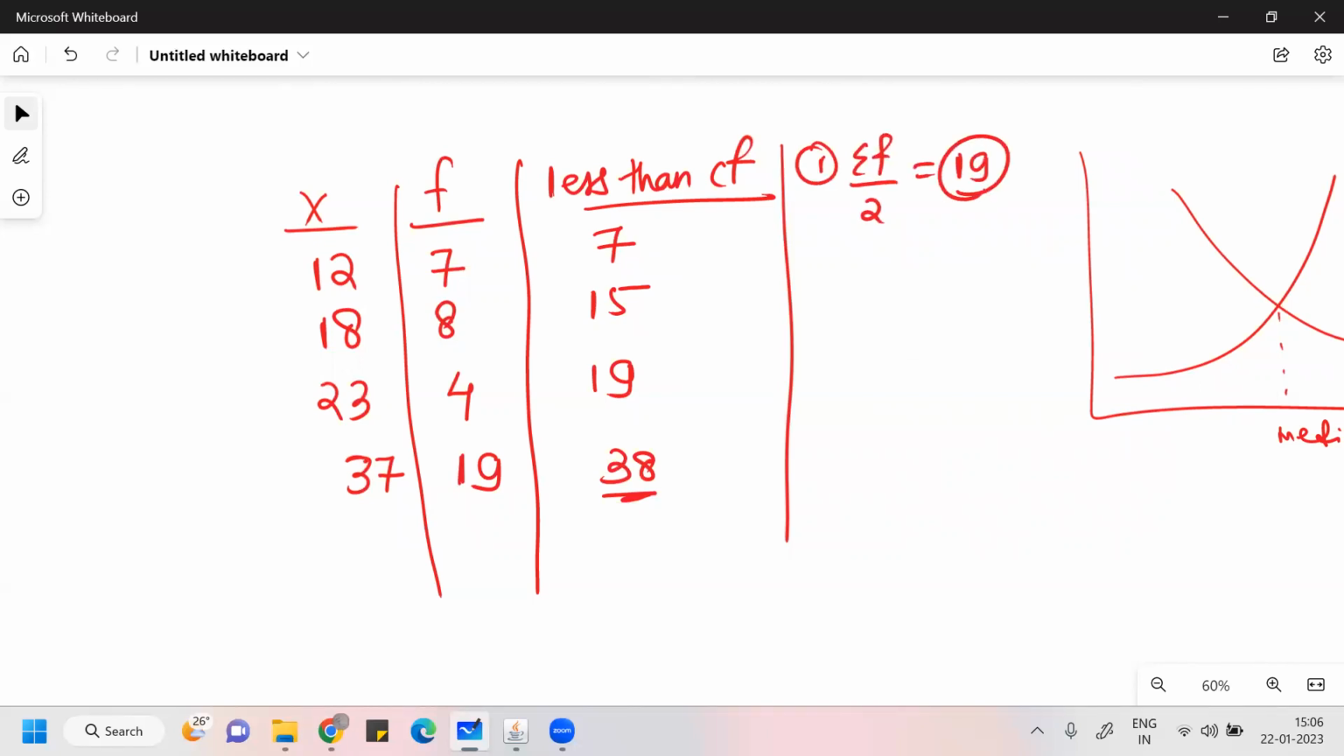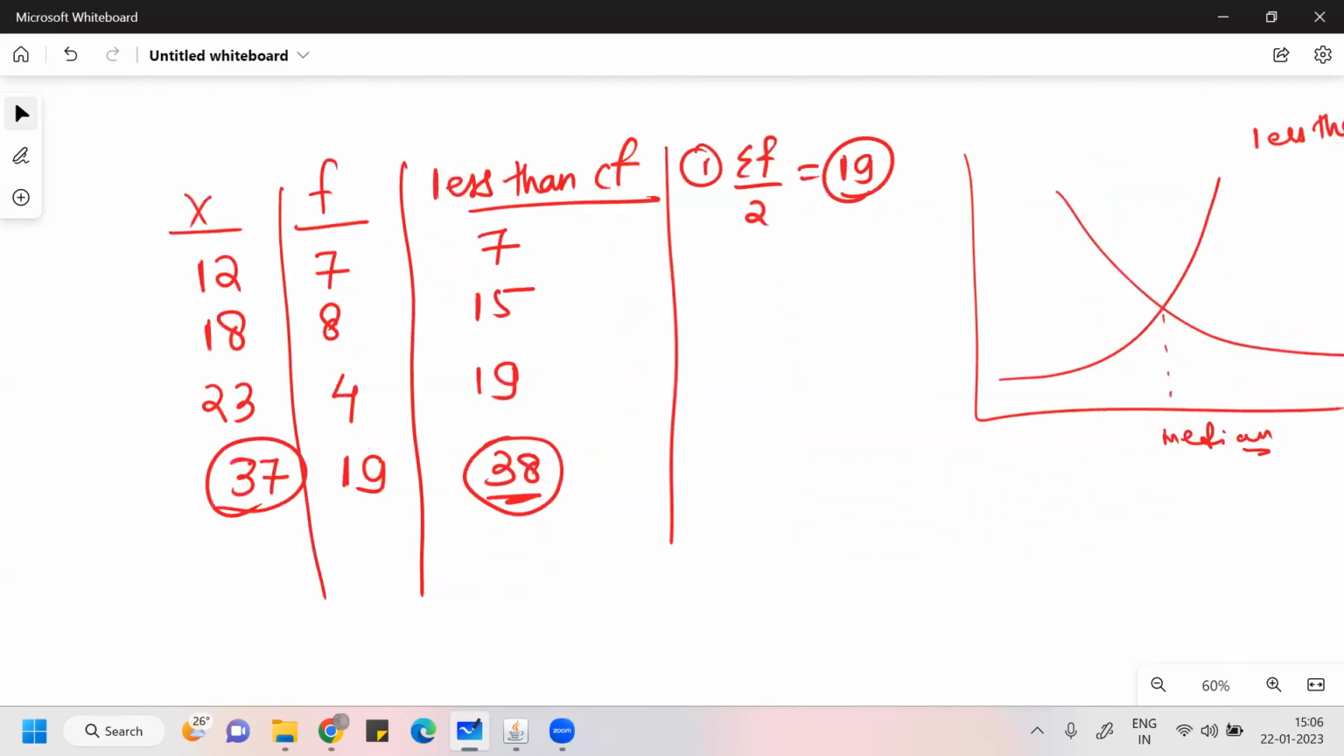Once you get this 19, what is your median? The median is the next value in the less than cumulative frequency which is higher than sum of f by 2. What is the next value higher than sum of f by 2? That is 38. So if this is 38, then your median is 37.